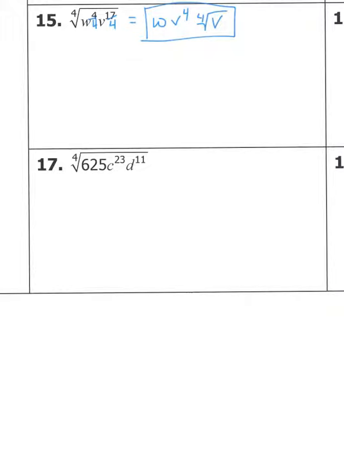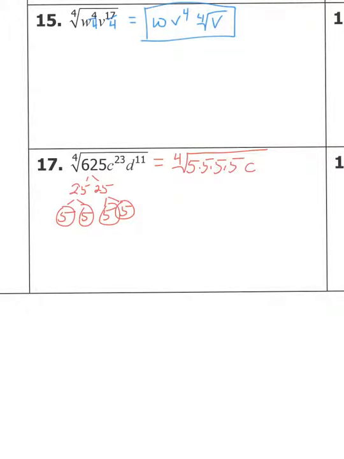All right, so 17, 625 is 25 times 25. And then we have c to the 23rd, d to the 11th. So because my index is 4, I'm taking a group of 4. So a 5 comes out in front.